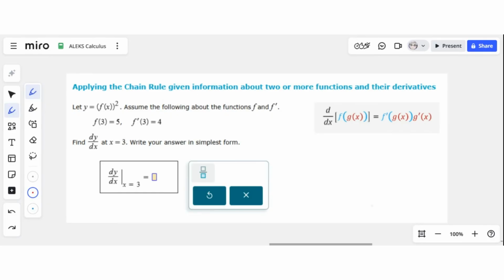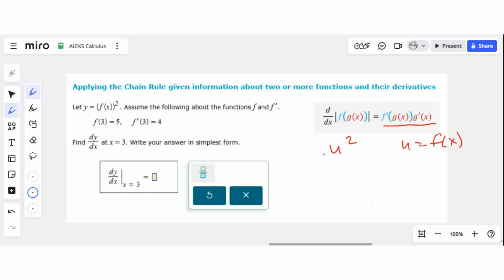I think the first thing we need to do is rewrite this function, our function y, in a way that allows us to use the chain rule. So I'm just going to write it, instead of as f of x quantity squared, as u squared. And that I know how to take the derivative of. I just apply the power rule to that. But remember, u equals f of x. So f of x is our inside function. So we'll take the derivative of that, we'll plug that back in, and then we'll take the derivative of the inside portion and multiply it on the end. So that's what this says up here.